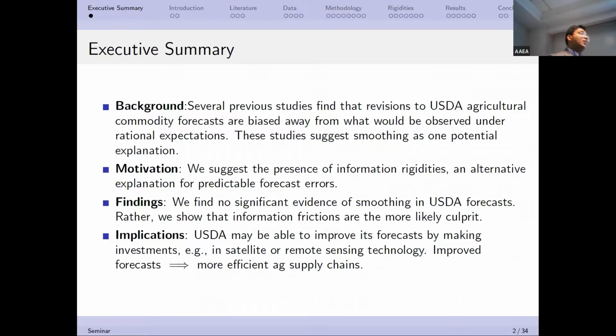However, in this paper, I'm seeing that USDA forecast errors are correlated, but what is the reason that is resulting in inefficiency in these forecasts? My paper shows that it is not strategic smoothing, that is, USDA forecasters are not knowingly underestimating these forecasts. It is because of information rigidities, that is, incomplete access to information. USDA forecast revisions are correlated because USDA does not have complete access to information. If USDA is able to get more access to information, they'll be able to make more efficient forecasts. And as a result, more efficient forecasts will improve efficiency across the supply chain.